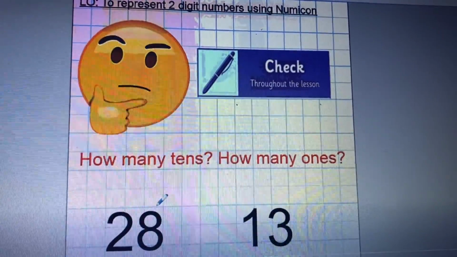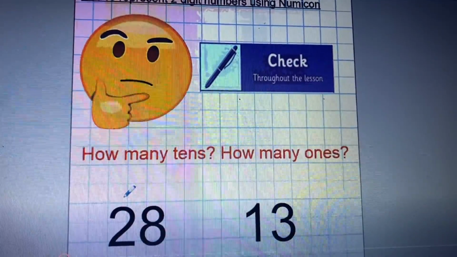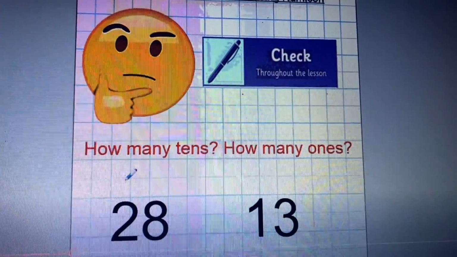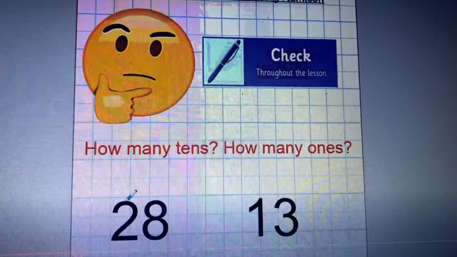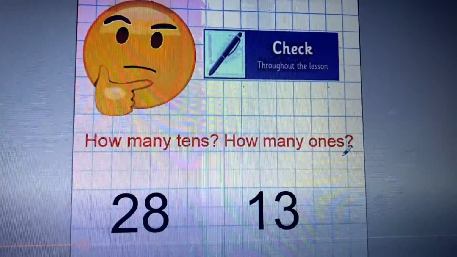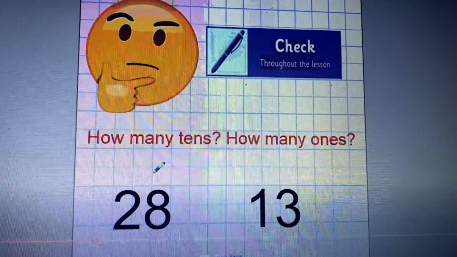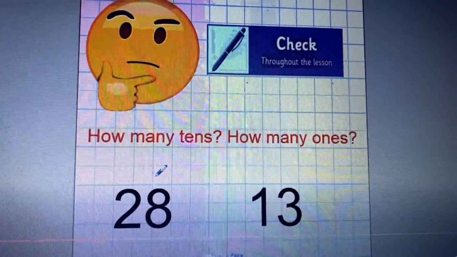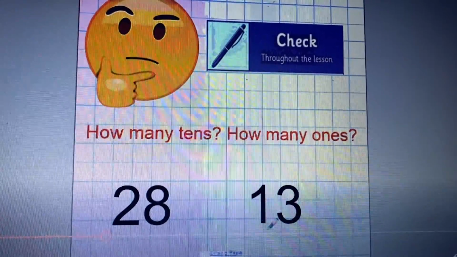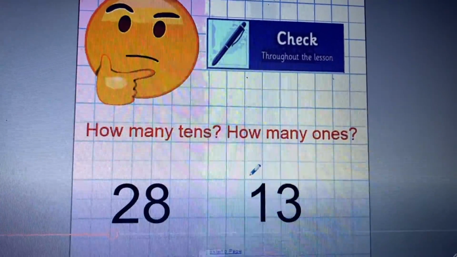So, remember, the first digit is always represented by the amount of tens. So, how many tens? 2. Good. 2 tens. And remember, the second number is represented by how many ones? So we've got 2 tens and, well done, 8 ones in the number 28. What about this number here then? You're right, it's the number 13.